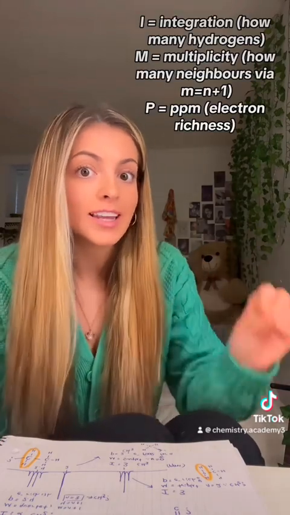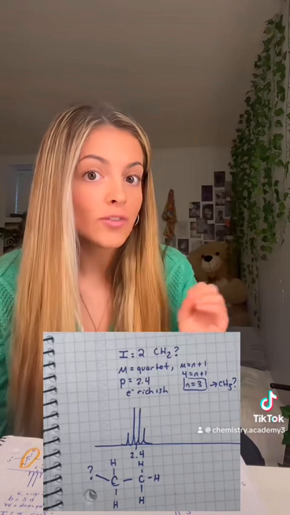Integration, multiplicity, ppm. So at 2.4, we have a quartet peak that has an integration of 2. This is given in the question. So we're like, what is this? If the integration is 2, it means we have a carbon that's attached to 2 hydrogens, so a CH2 peak.